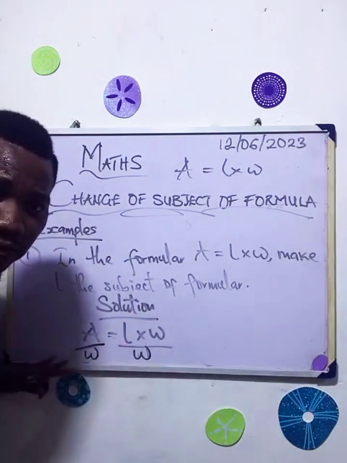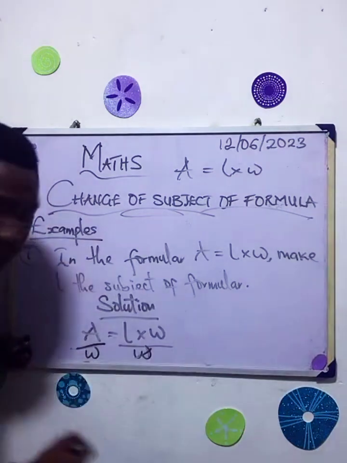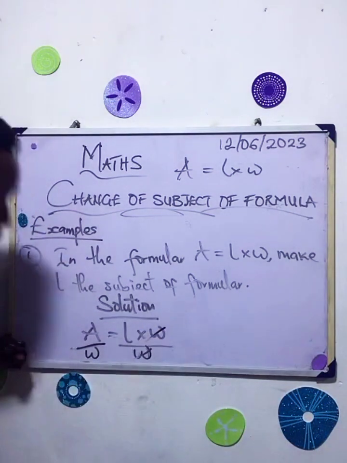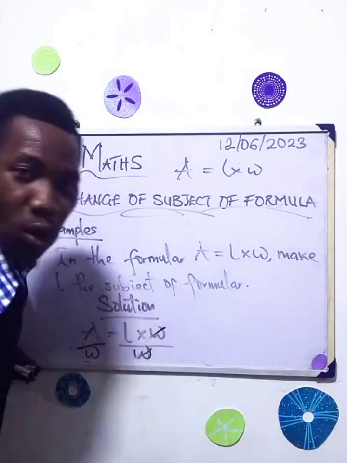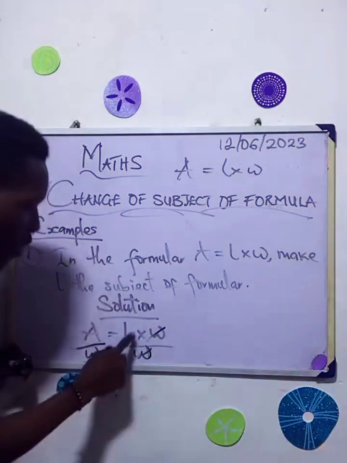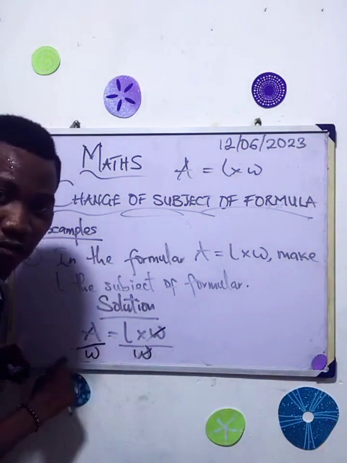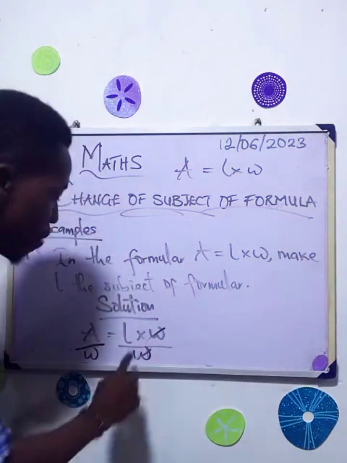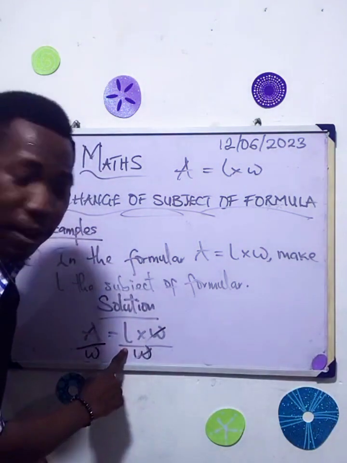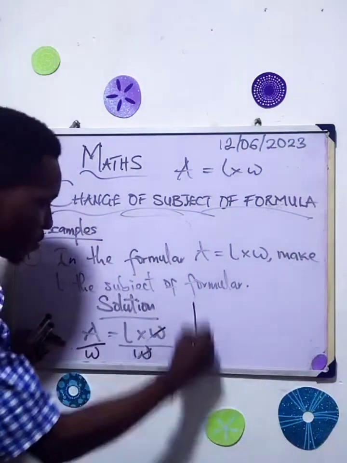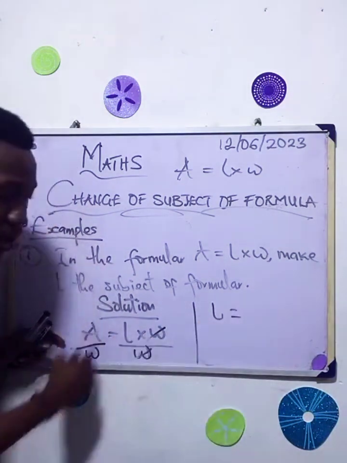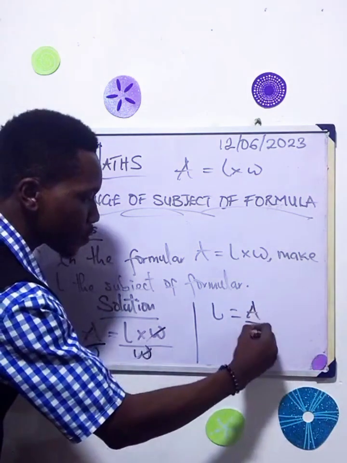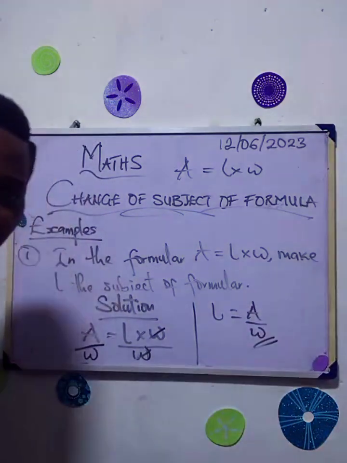Now this is what we have. So my W here will cancel this W, and my L now is alone, it's free. And so L equals what? A over W, goal achieved. And so we've solved it. Now we've made L the subject of the formula. Now what we have is that L equals A over W. That is our answer.